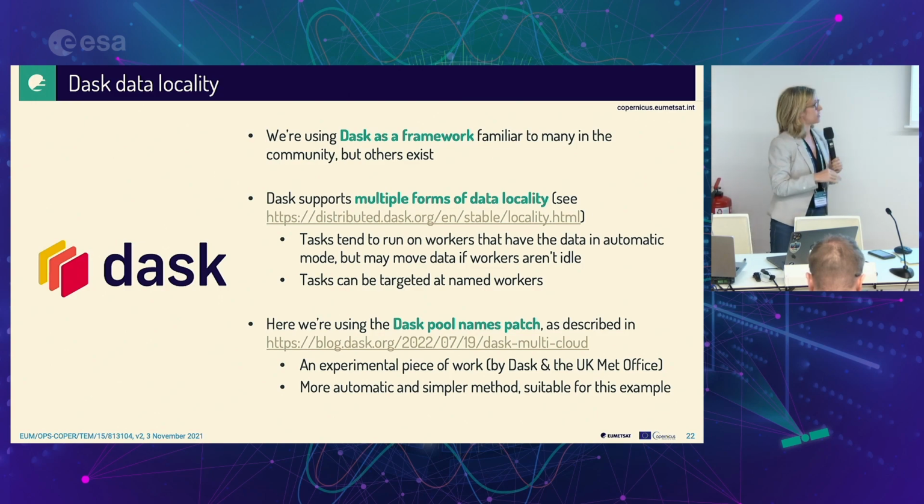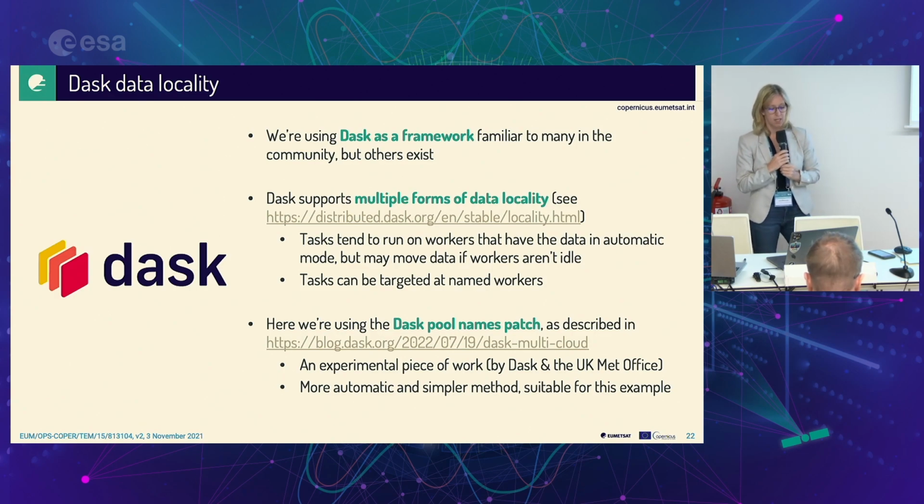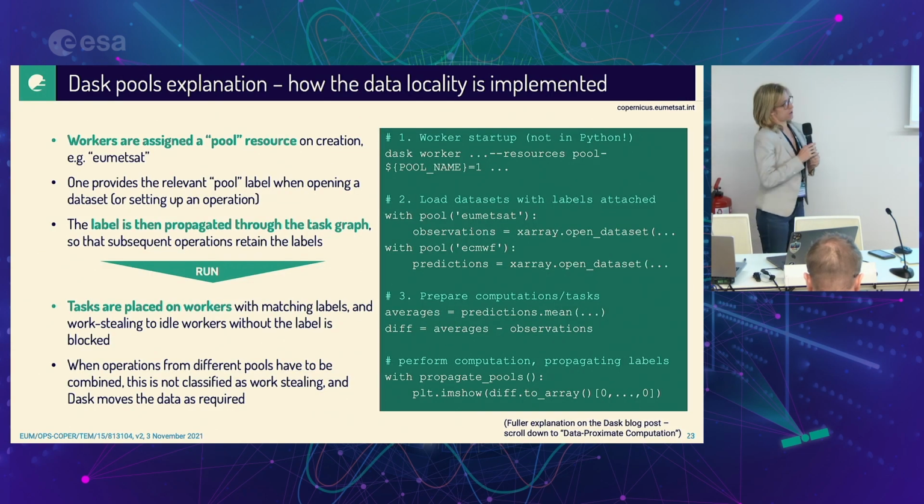Today in the examples, we specifically use the Dask pool names patch, which has been described in a blog post from the UK Met Office and Dask. This is an experimental or pilot piece of work, but in the end, the idea is to have a more automatic and simpler method, suitable specifically for Earth observation examples. So how does this work? Sorry for the full slide, but you will see this soon in practice.